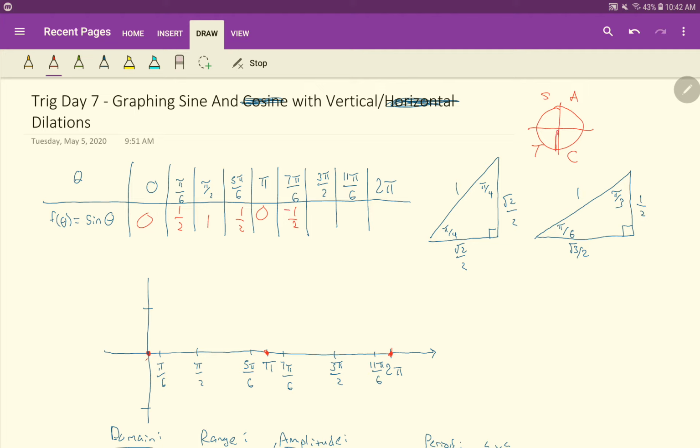3 pi over 2 is right here on the unit circle. The y-coordinate there is negative 1. 11 pi over 6, that's right here on the unit circle. The y-coordinate there is negative 1/2. And then finally, 2 pi is 0, because 2 pi is right around to here. The y-coordinate at that point is 0.